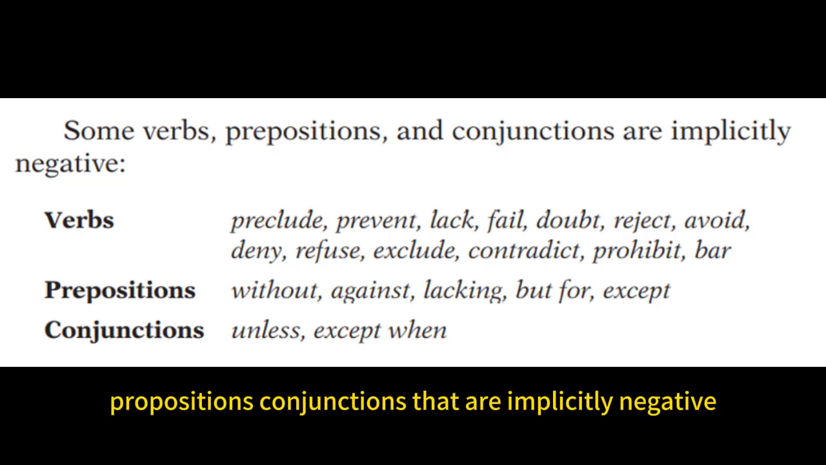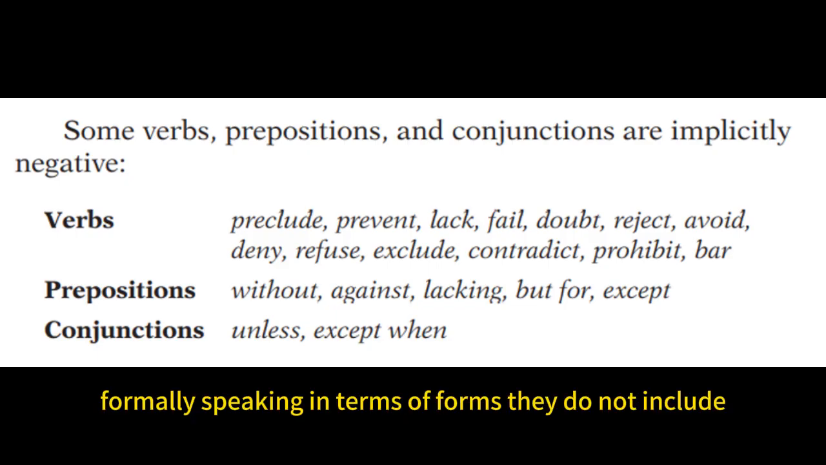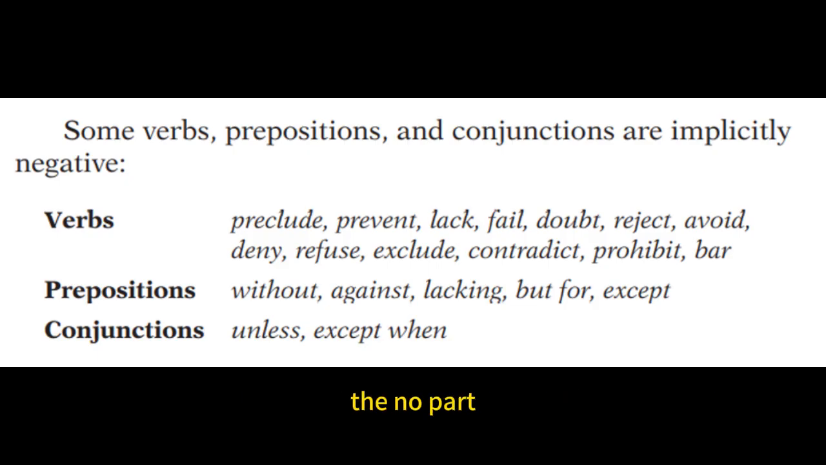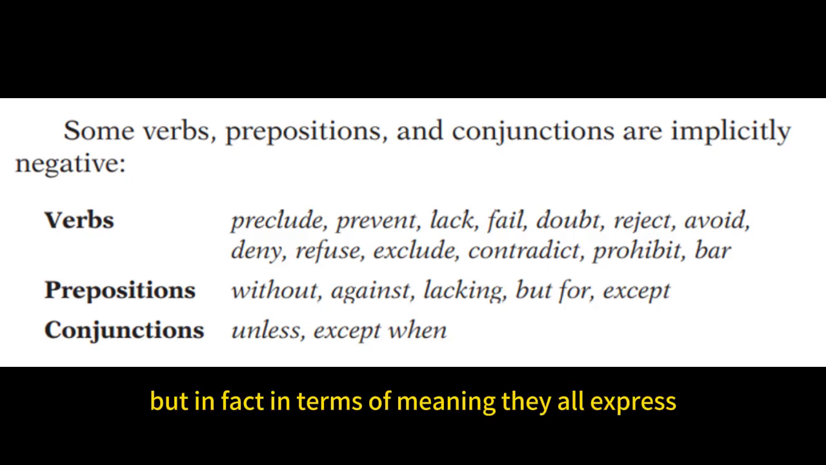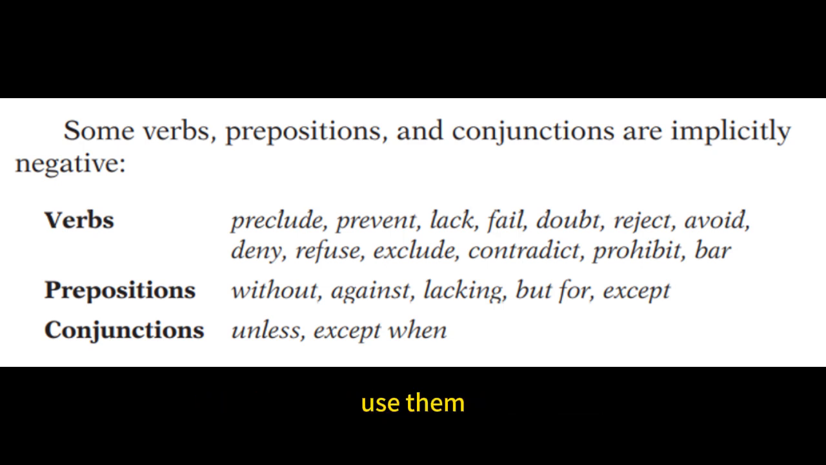And these are the verbs, prepositions, conjunctions that are implicitly negative. That is, formally speaking, in terms of form, they do not include the no part. But in fact, in terms of meaning, they all express negative meaning. So they're implicitly negative. Use them, employ them, apply them as it suits you.